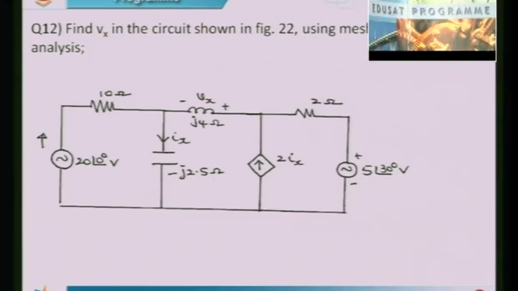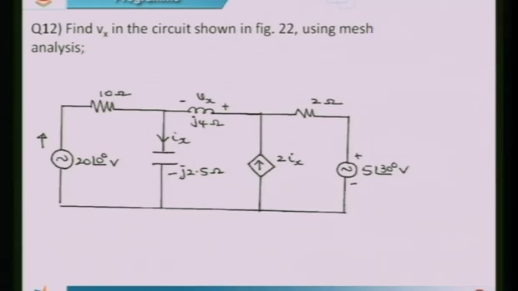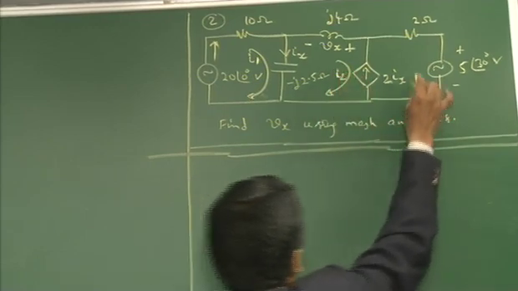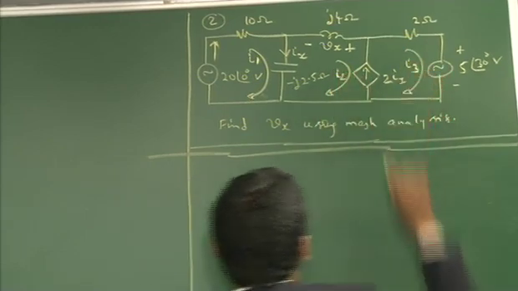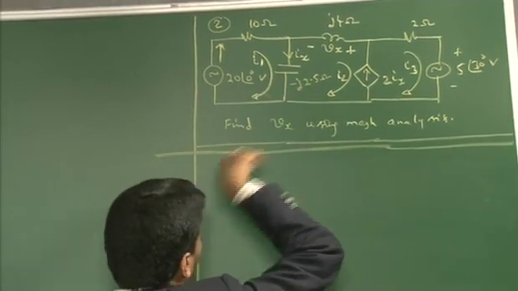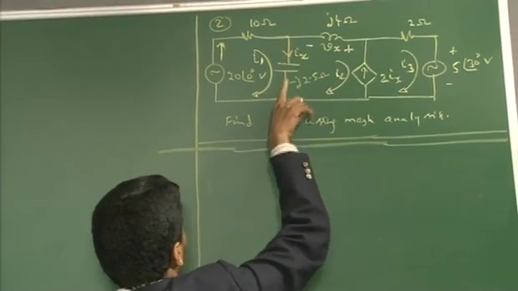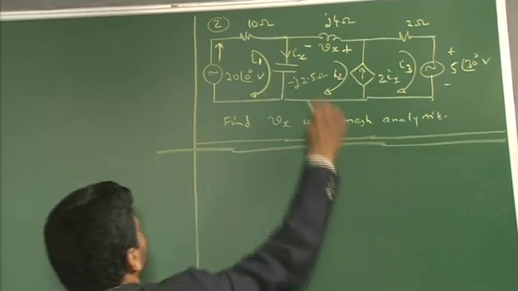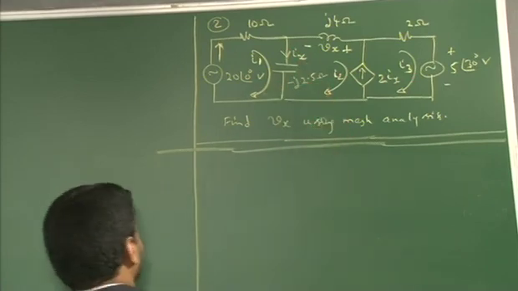So, the same problem has been copied here. Okay, so our objective is to find Vx using mesh analysis. Now, let us identify the meshes. As usual, there are 3 meshes here. So, this is the first mesh with the current I1, and this is the second mesh with the current I2, and this is the third mesh with the current I3. And Ix, whatever you are seeing here, it is the branch current, the current which flows through the arm which is common to 2 meshes. So, what I want to tell you here is Ix is the resultant of I1 and I2.